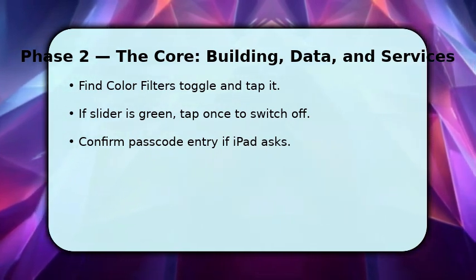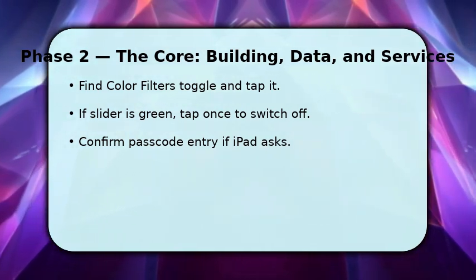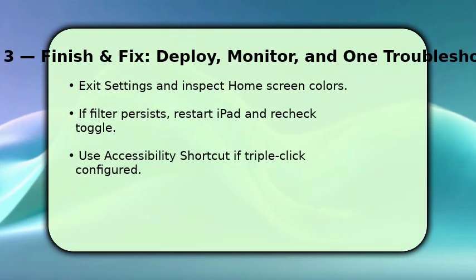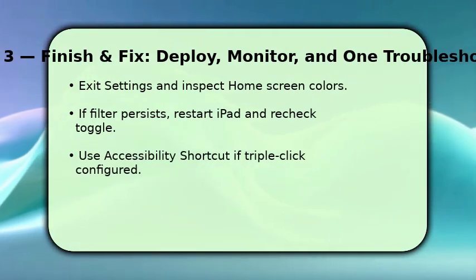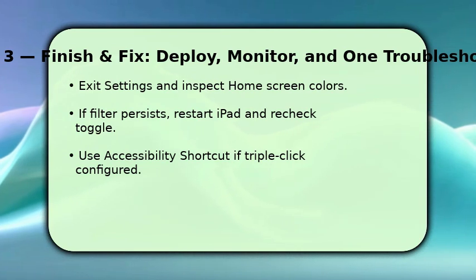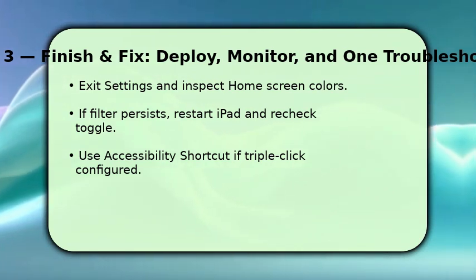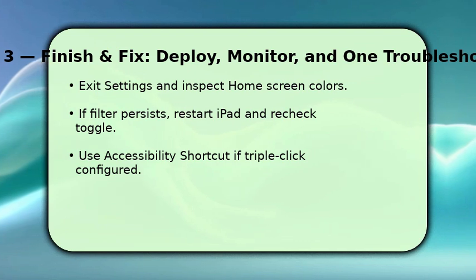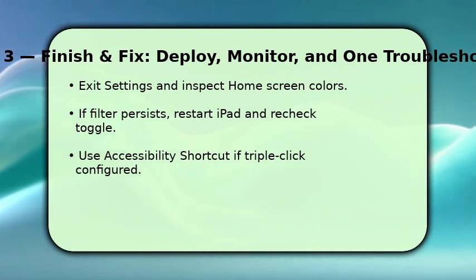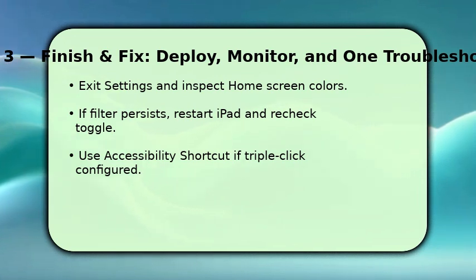Now verify by exiting Settings and viewing the home screen. Once done, you should verify the change. Exit Settings and look at Photos or the home screen to confirm normal color. If the filter remains, restart the iPad because temporary UI glitches can persist until a reboot. Then reopen Accessibility and ensure color filters is off.